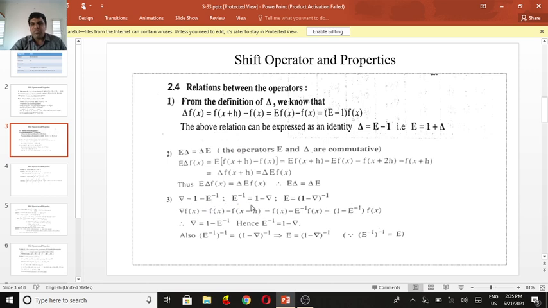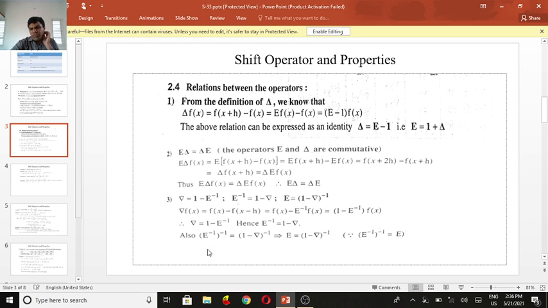Again, I take E inverse, I take minus this side, we get E inverse is equal to 1 minus backward delta. Again, E equals 1 minus backward delta whole inverse. Again, backward delta f of x we can write as f of x minus f of x minus h. So f of x minus h we can write as E inverse f of x. Take f of x as common, we get 1 minus E inverse f of x. So f of x gets cancelled. Backward delta is equal to 1 minus E inverse. Hence E inverse is 1 minus backward delta.